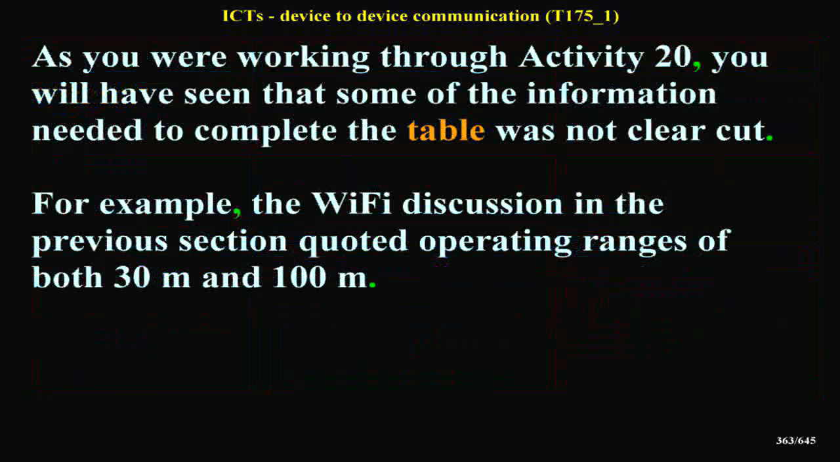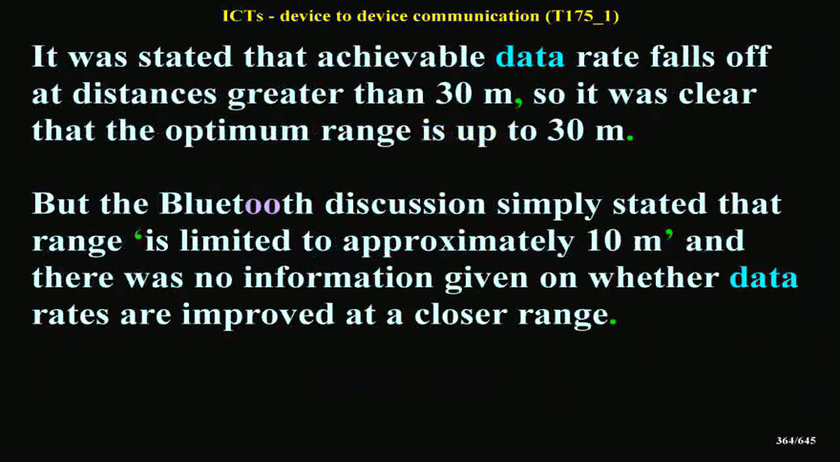As you were working through Activity 20, you will have seen that some of the information needed to complete the table was not clear-cut. For example, the Wi-Fi discussion in the previous section quoted operating ranges of both 30 m and 100 m. It was stated that achievable data rate falls off at distances greater than 30 m, so it was clear that the optimum range is up to 30 m. But the Bluetooth discussion simply stated that range is limited to approximately 10 m and there was no information given on whether data rates are improved at a closer range.